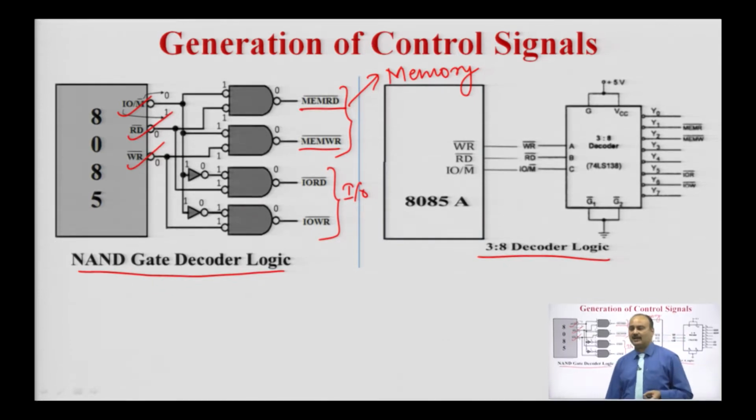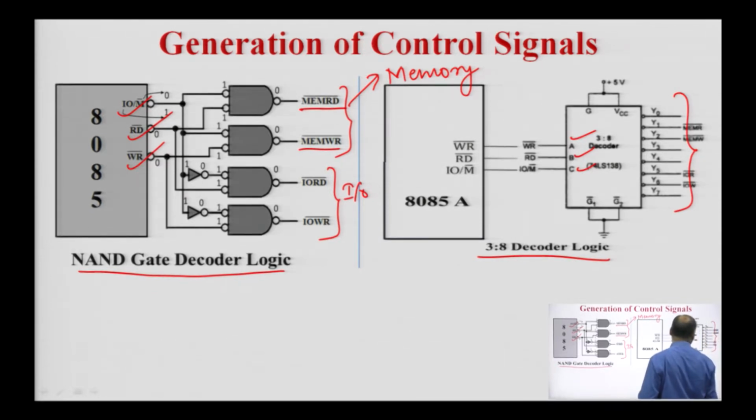This decoder has three inputs, that is input A, B and C, and 8 active low outputs, that is Y0, Y1, Y2, Y3, Y4, Y5, Y6 and Y7. Depending on the combination of these three inputs, the corresponding output gets activated at the 3:8 decoder.